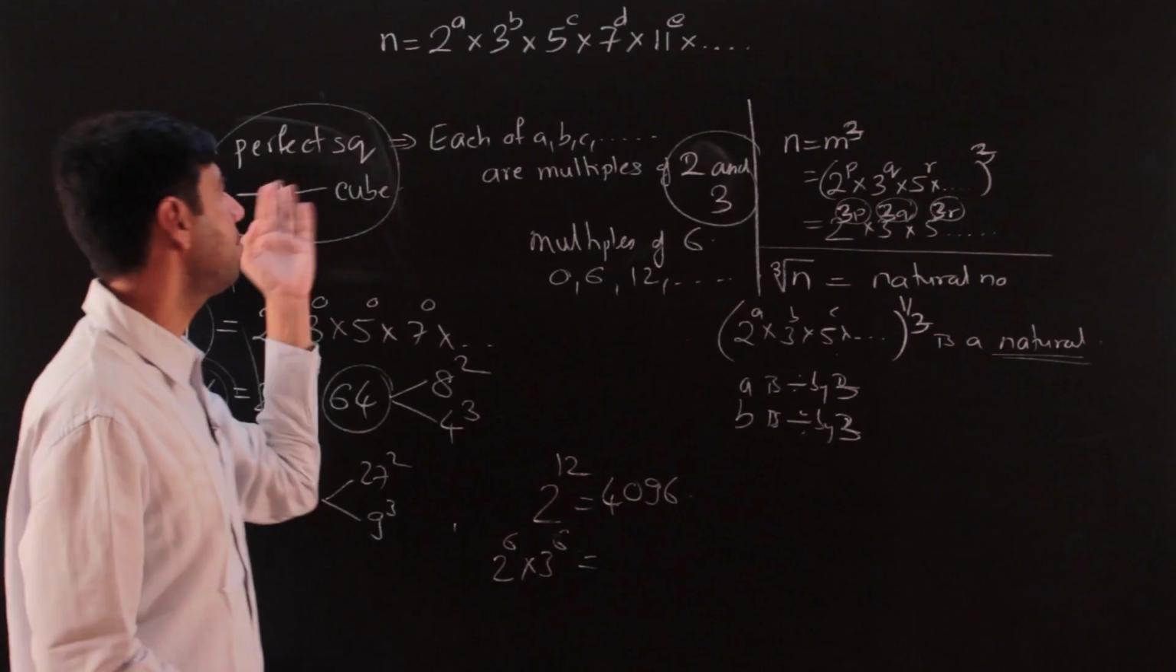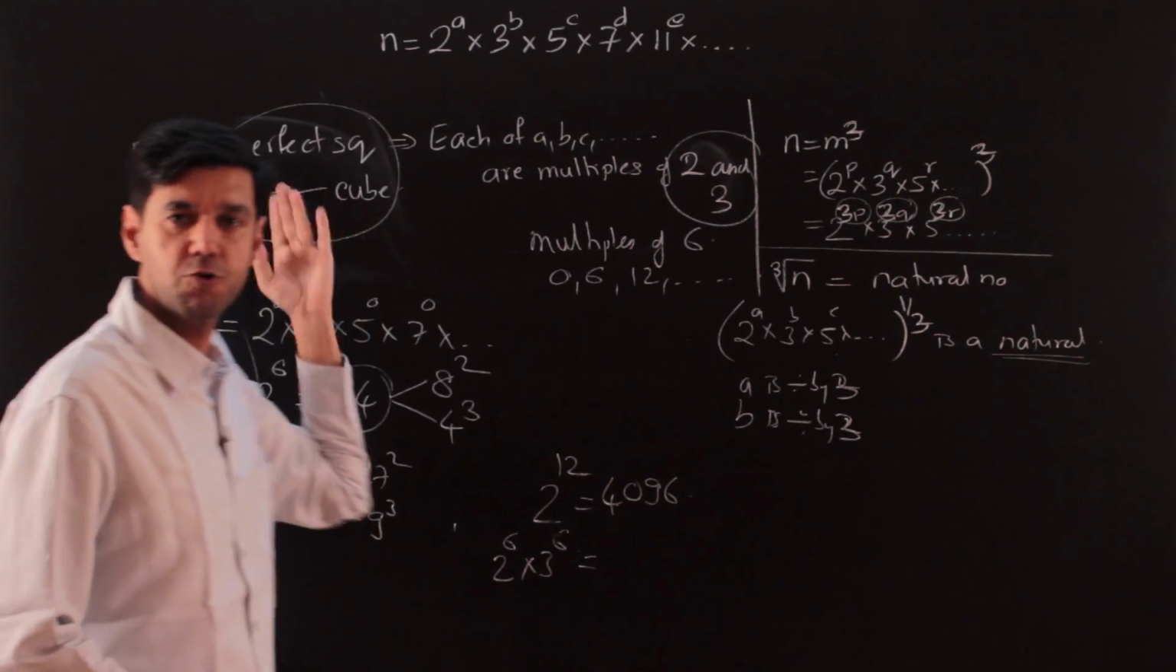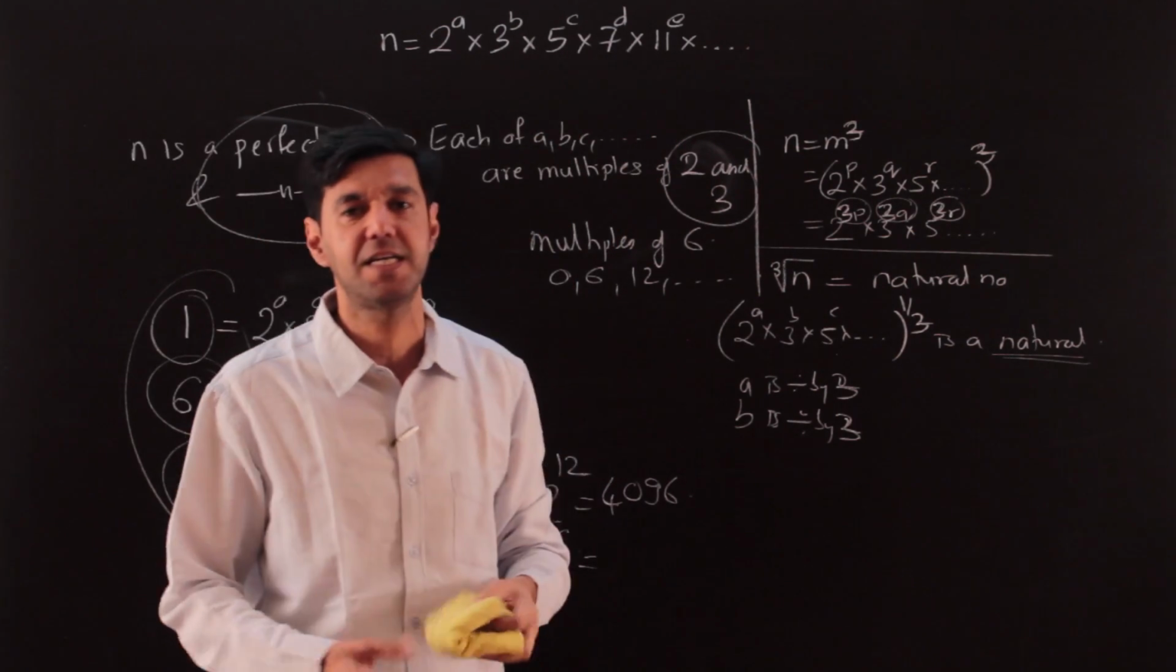So the factorized form can easily tell me whether a number is a perfect square, cube, and so on. Let's use it in a question.